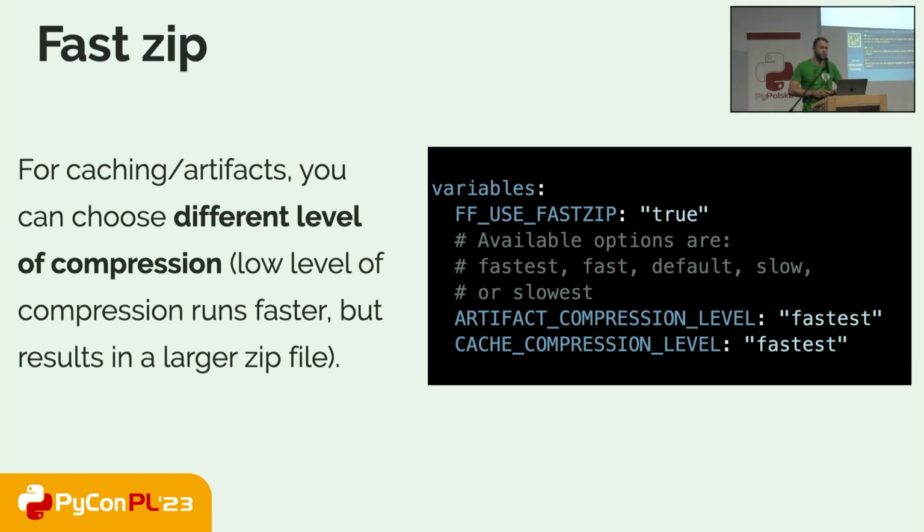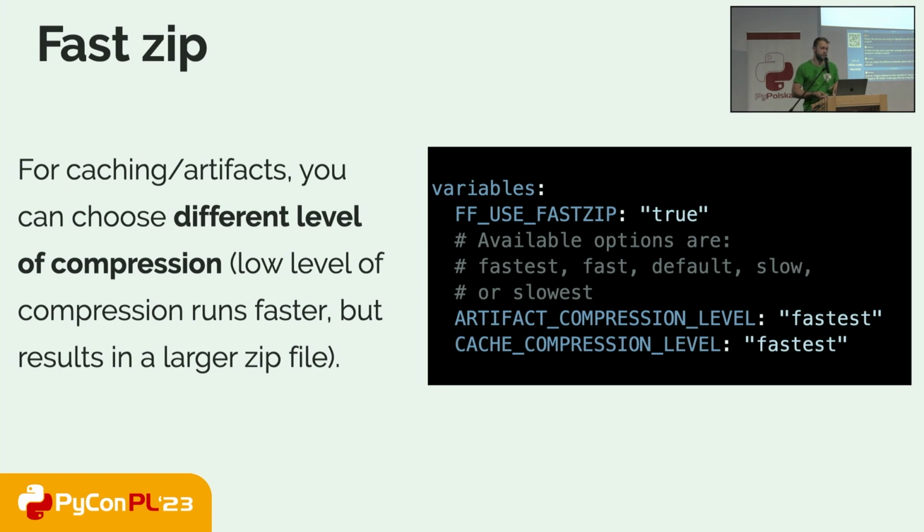Speaking of caching, you can select the fast zip compression method, and this will allow you to specify the compression level for your cache. And here you can select, for example, the fastest method that will run the fastest, but also the resulting cache object will be bigger. So it will take probably longer to upload it. So again, for this method, you have to play with which option will be the fastest for you.